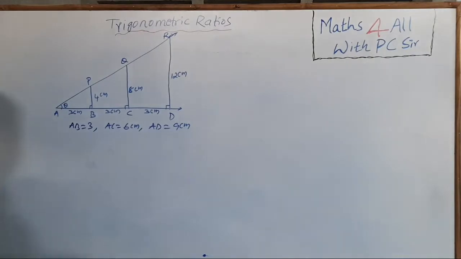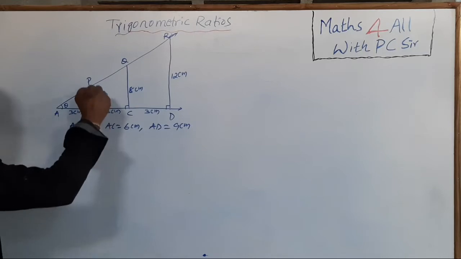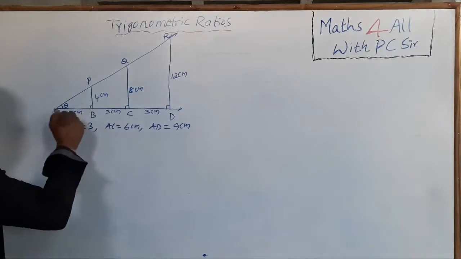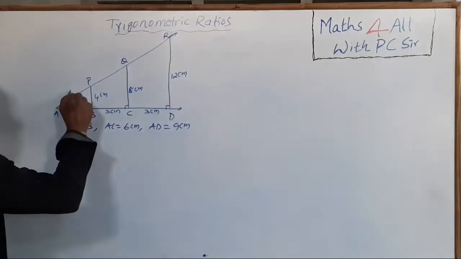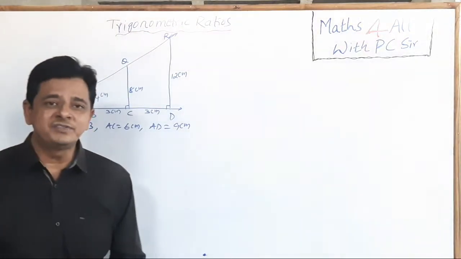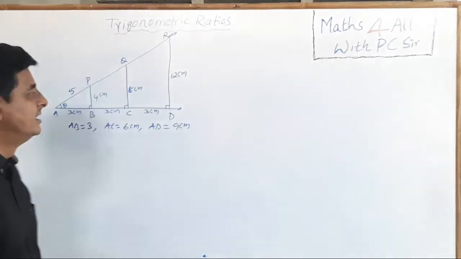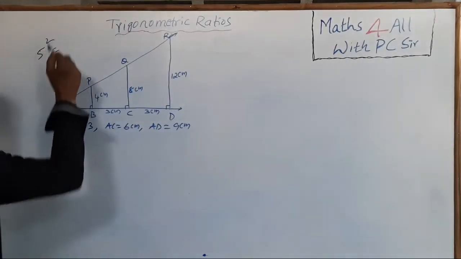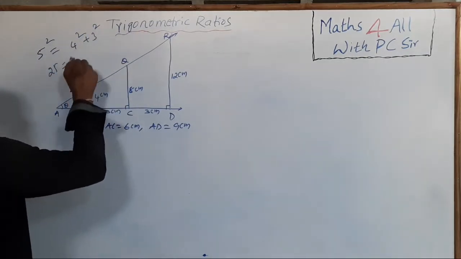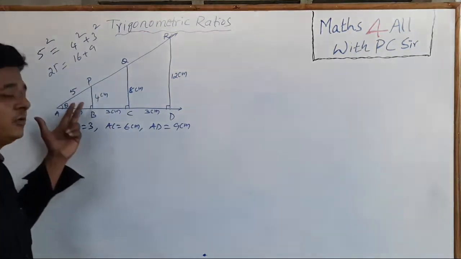Before that, in triangle ABP, AB equal to 3 centimeters and BP equal to 4 centimeters. Find the value of AP: 3, 4, 5. It is a right angle triangle, no? This value is 5, and these are said to be Pythagorean triplets. You know the Pythagoras theorem: the square of the hypotenuse equals the sum of the squares of the other two sides. 5 square is equal to 4 square plus 3 square, that is 25 equal to 16 plus 9, which is also 25. So these are said to be Pythagorean triplets.